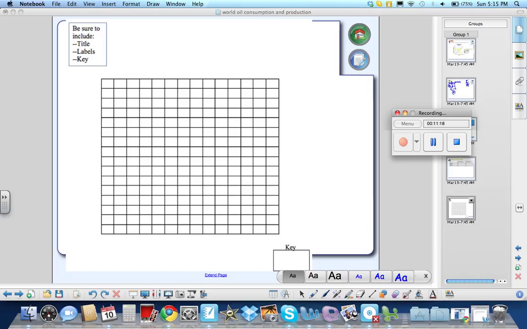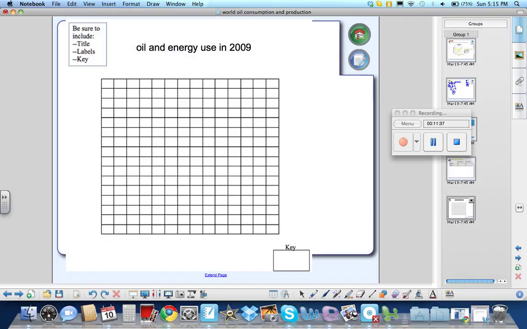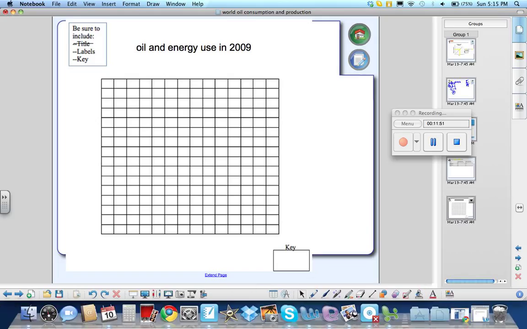If you guys don't mind, because of the fact that it's hard for me to write without being on the smartboard, I'm just going to type that up. But I'm going to say oil and energy use, and I could even say in 2009. Again, yours could be whatever you want as long as it's something related to the content that we're doing. Okay, the next thing we need to do, and because we're done with the title, I'm going to cross that out. The next thing I want to do is the labels, okay?